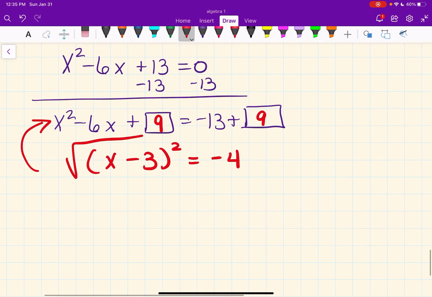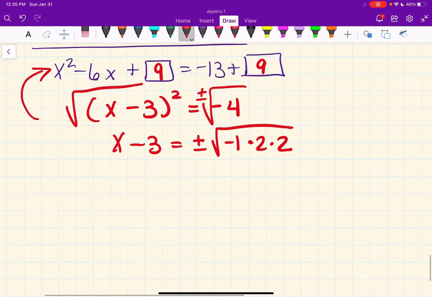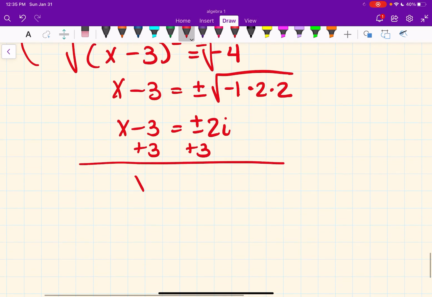Square root both sides. Remember, that gives you a plus minus. So that's x minus 3 equals plus minus root -1 times 2. So what can come out? An i and a 2. So I have plus minus 2i equals x minus 3. I add 3 to both sides. And so now I have x equals 3 plus or minus 2i.